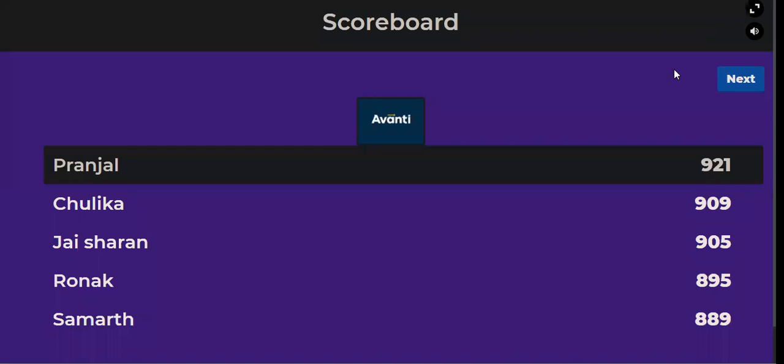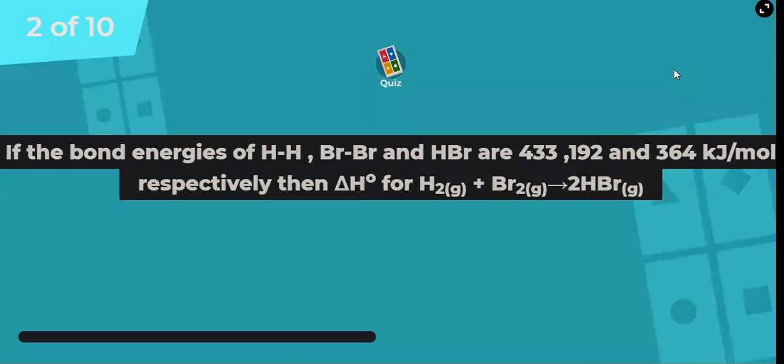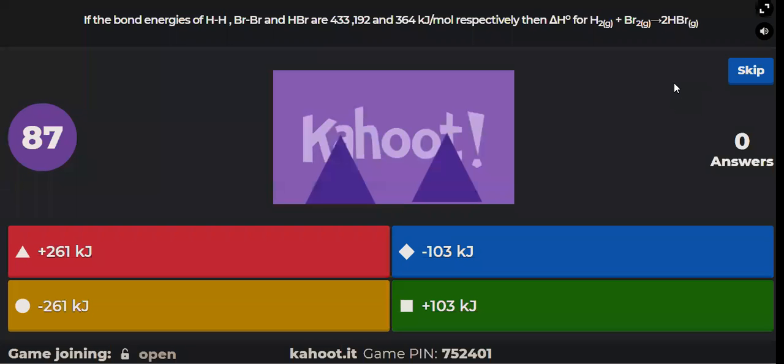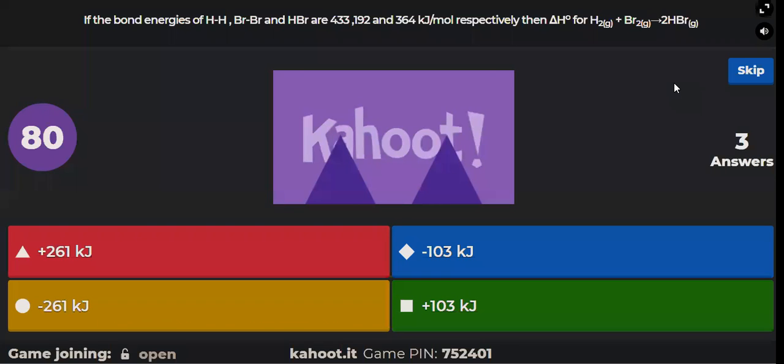No, it's fine. Those who are unable to join, at least try and see the problems. The bond energies of H-H, Br-Br, and H-Br are 433, 192, and 364. Then calculate delta H for this reaction. Everyone calculate.